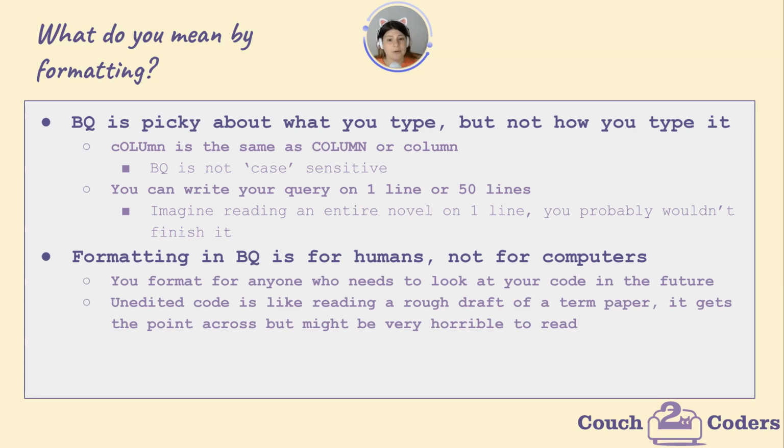So unedited code is like reading through a rough draft of a term paper. It gets the job done. It is a paper. It does have the content. It might have the correct content, but it makes it really hard for anyone to pick it up and read it and understand it quickly. They're probably going to have to go through it and think, okay, what did they mean by this? What did they mean by that? They might have to make some guesses, things like that.